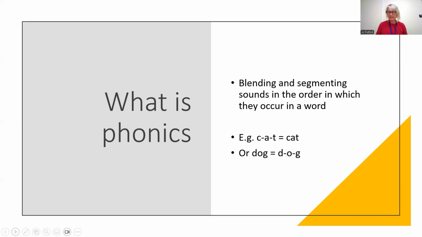As part of phonics, children need to be able to blend and segment the sounds in the order in which they occur in a word. For example, if they hear cat, they need to know that that is the word cat. Or if they hear the word dog, for spelling, increasingly they need to be able to work out the sounds in that word and be able to say to you, d, o, g.